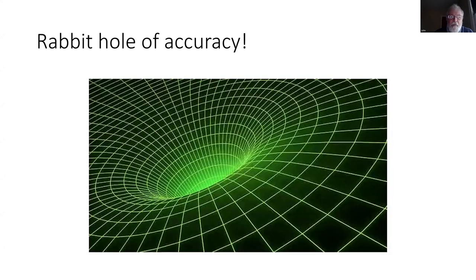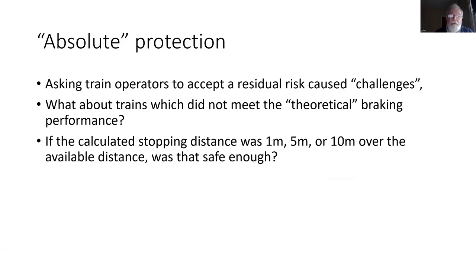And this started well. However, as people started to look at TPWS, they began to go down the rabbit hole of accuracy, trying to evaluate the residual risk to 2 or 3 decimal points. And so we began to have debates with the various train operators about absolute protection. Would they accept residual risk? And the answer was no, that caused challenges for them. If there was a potential to reduce the risk further, then they felt that it should be done, even though it would not be them paying for the extra equipment.